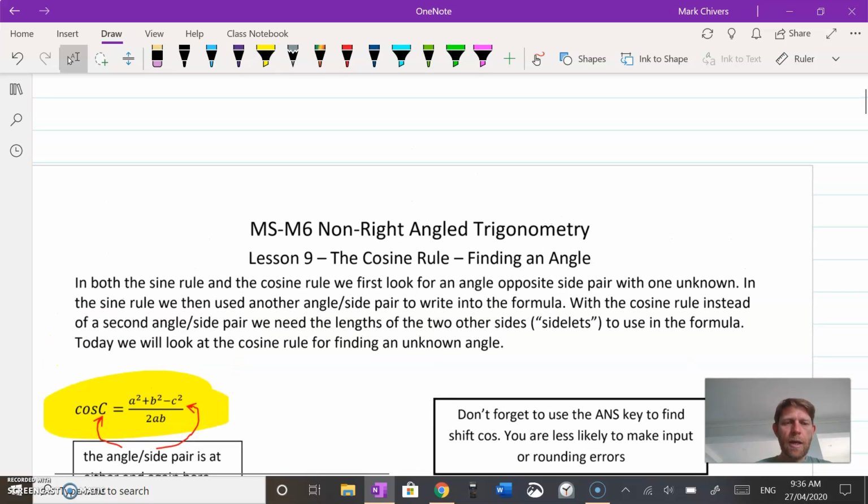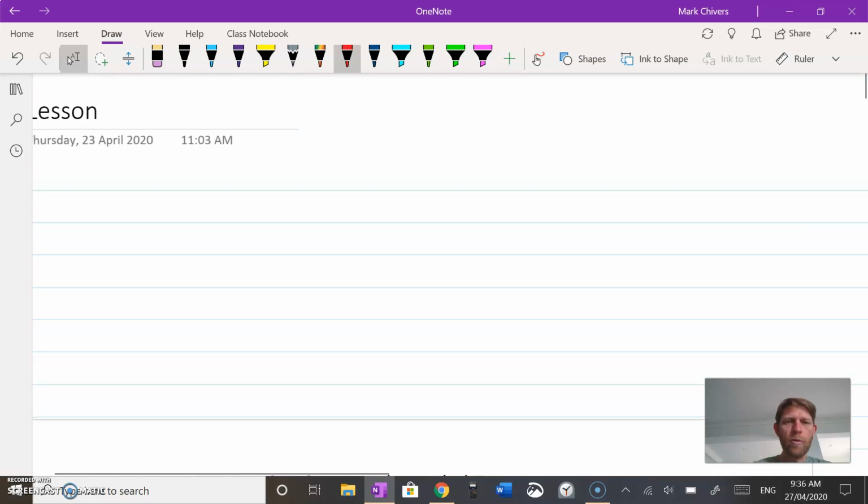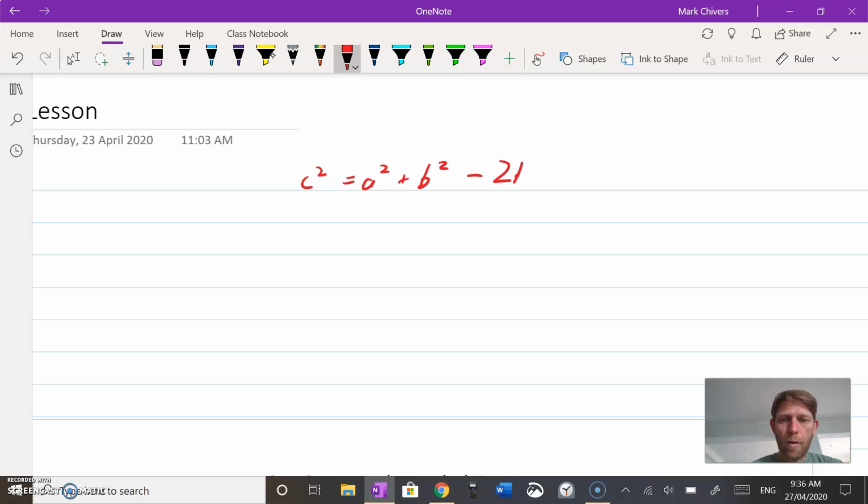Well, if we take the form of the cosine rule that we were used to last lesson, that would have said that c squared equals a squared plus b squared minus 2ab cos c. Okay, so if we were to rearrange this so we could find out what the angle is, and where's the angle? Well, the angle is just in here in this cos c section. That's where our angle is. So we want to get everything else on the other side.